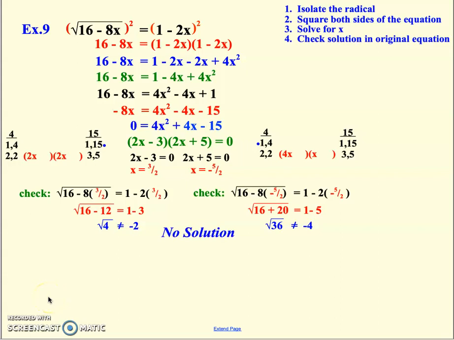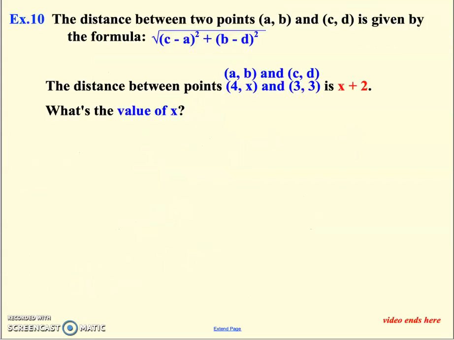And what no solution means is that you can't take the 3 halves, plug it into the original again, and get it to work out. And you can't take the negative 5 halves and plug it back in and get it to work out. So no solution. Okay, a couple more to go here, and we'll wrap it up real quick.